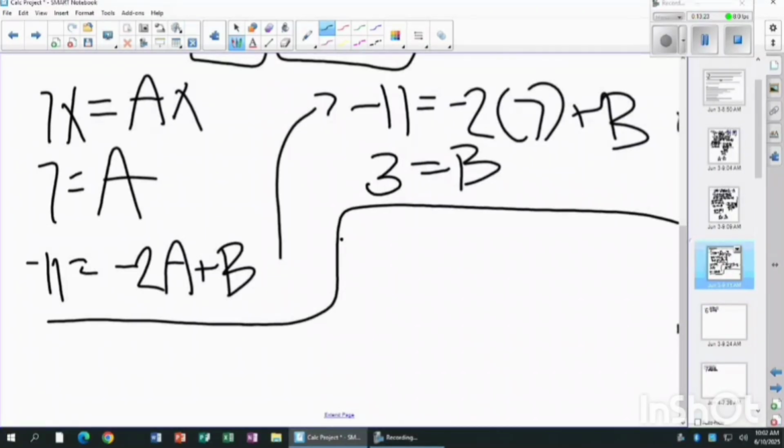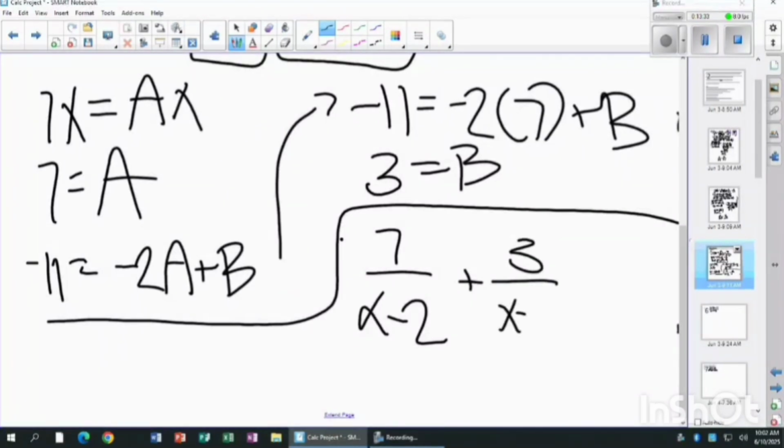So the partial fractions of 7x minus 11 over x minus 2 squared would end up being 7 over x minus 2 plus 3 over x minus 2 squared. Okay.